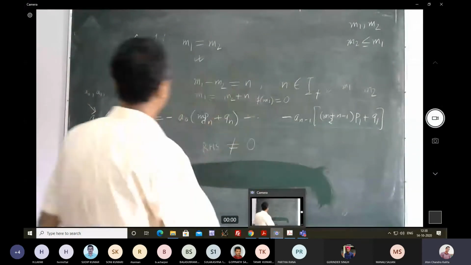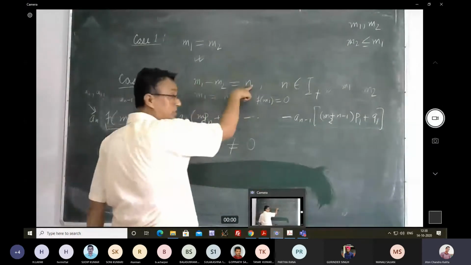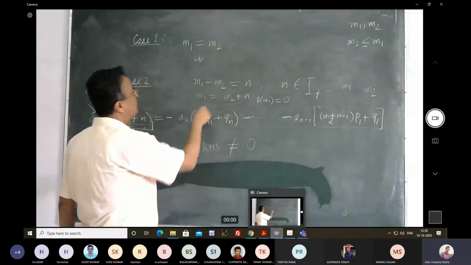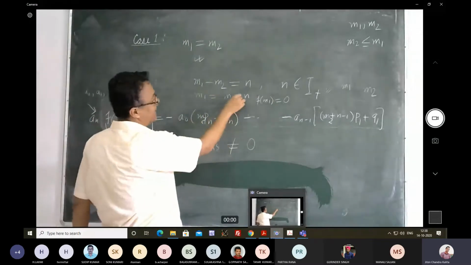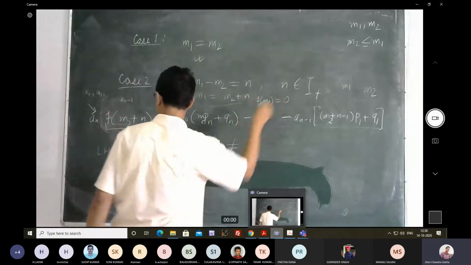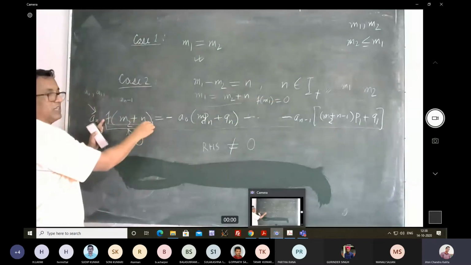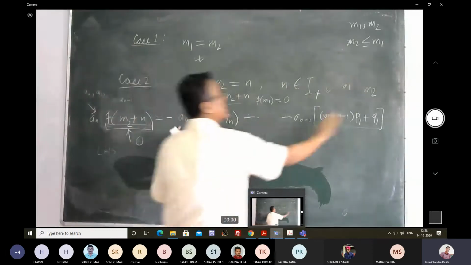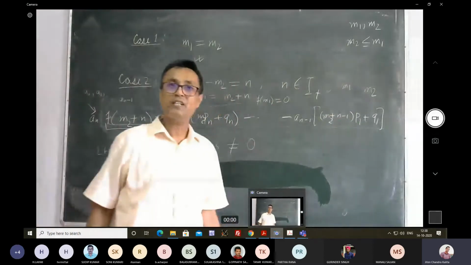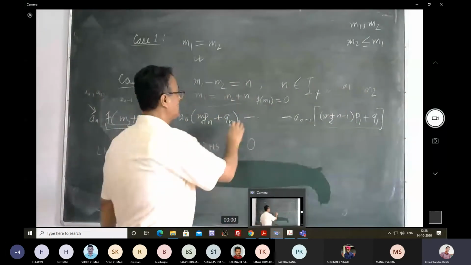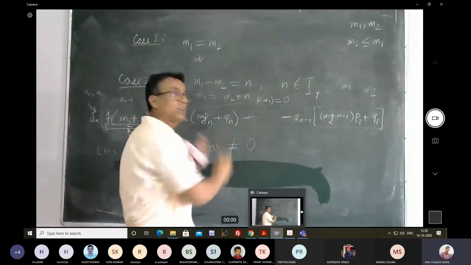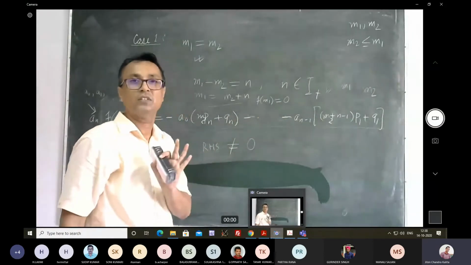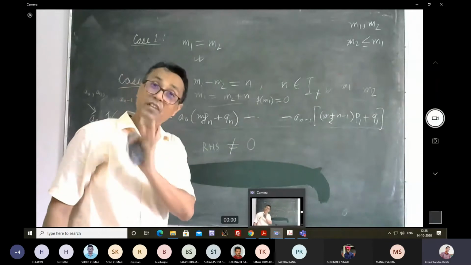Because I am assuming that the difference between the roots is a positive integer, right? And of course, now my m1 is equal to m2 plus n and f of m1 equals 0. This term is always going to give me 0, but I am not sure what the other terms are going to give me, right? So in that case, if they don't give me 0, then I have a problem. I cannot proceed further.